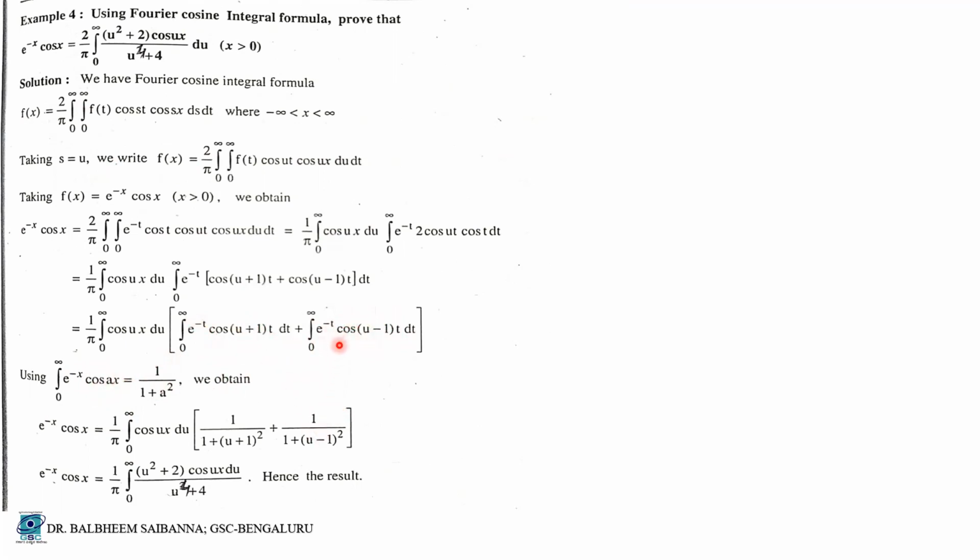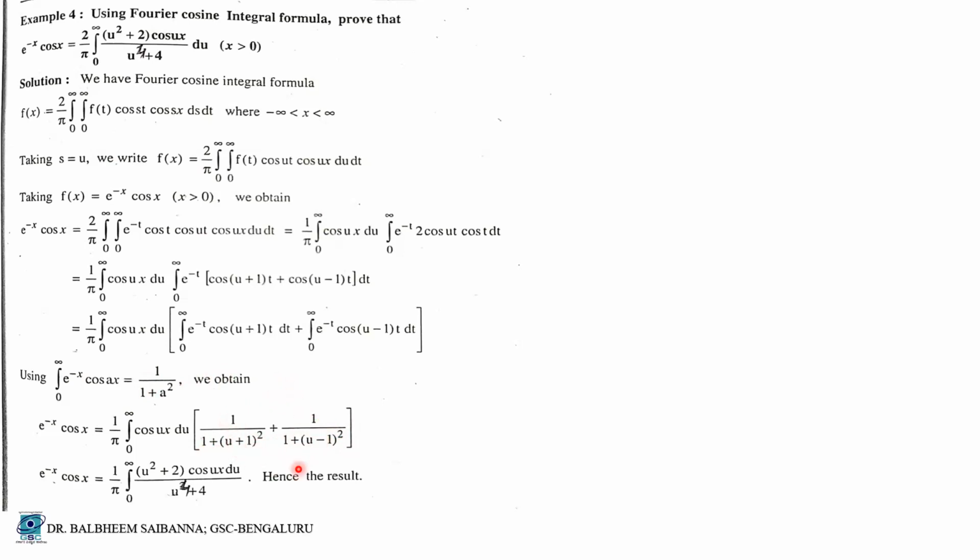Then this is this integral value. By using this formula, we can write like this: 1 divided by 1 plus (u minus 1) whole square. Then next here we do the simplification like this. You take the LCM of these two. Then what will we get? 1 plus (u plus 1) whole square into 1 plus (u minus 1) whole square. Then this integral, this term is multiplied here, cross multiply it.